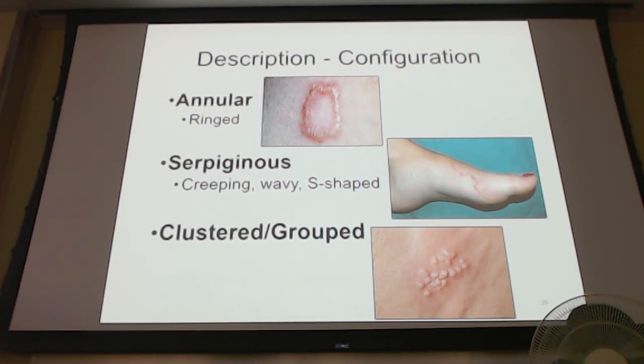And then that bottom picture, STI, you can say it. Clustered, grouped vesicles on an erythematous base. Y'all are infectious disease experts, so y'all know what that can be.